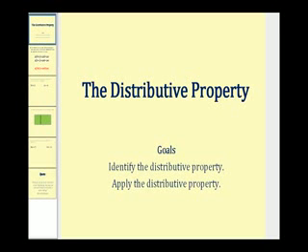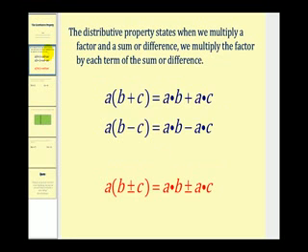The goals are to identify the distributive property and also to apply the distributive property. The distributive property states when we multiply a factor and a sum or difference, we multiply the factor by each term of the sum or difference.